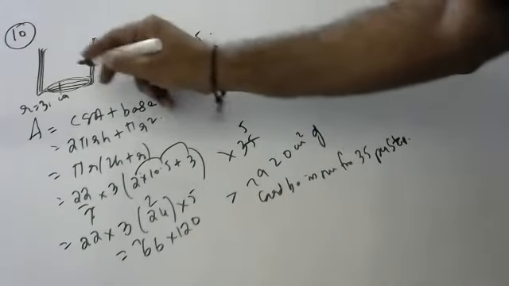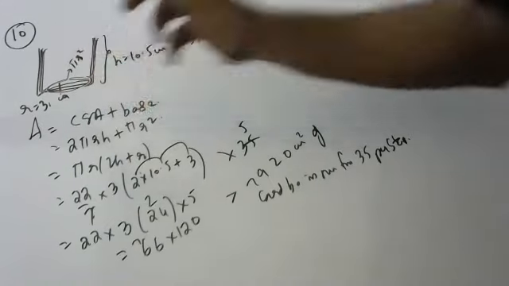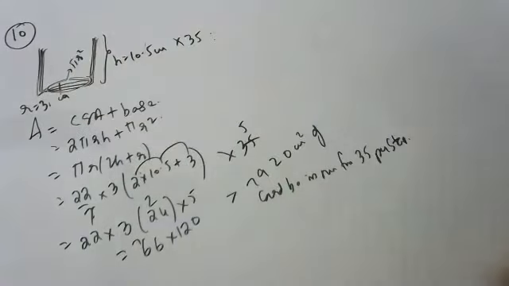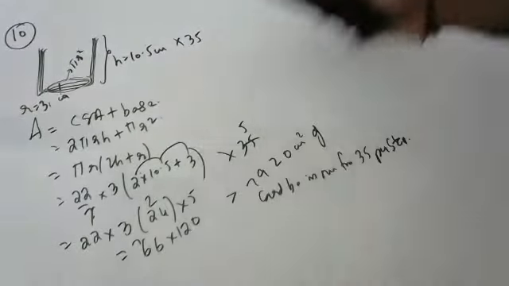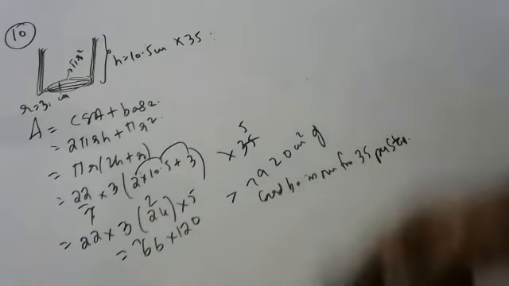So children, here this plus this: this is CSA. This is pi r square. How I did, you should understand. Okay children, next there was one more question. Go for the example.